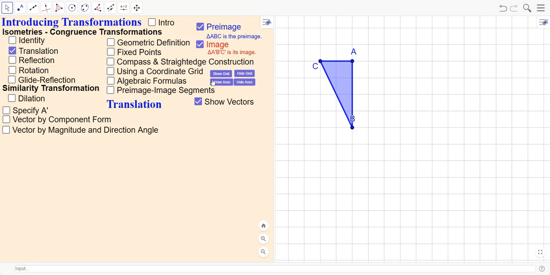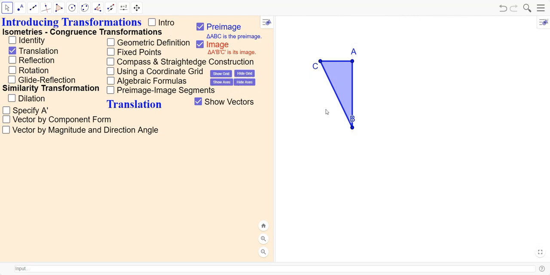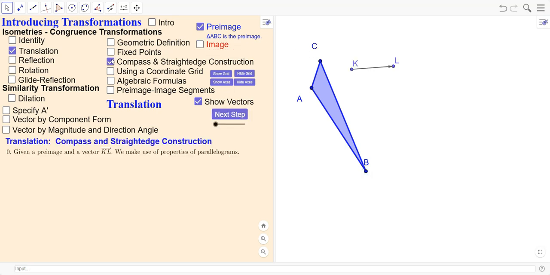Now, one of the things that we might want to do is to be able to do constructions of these, maybe not in GeoGebra here, but say on a piece of paper. Okay, and so what you want to be able to do here is to do a compass and straight edge construction. So let me show you how that works.